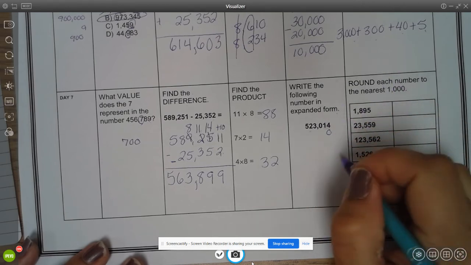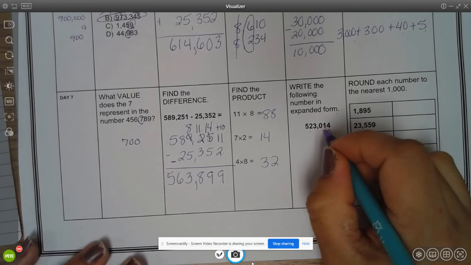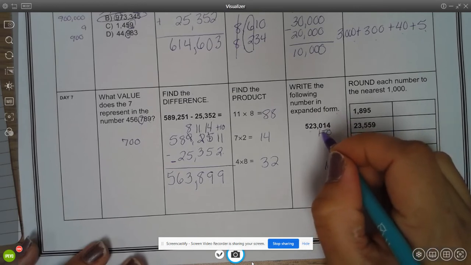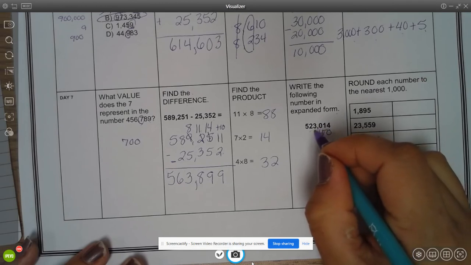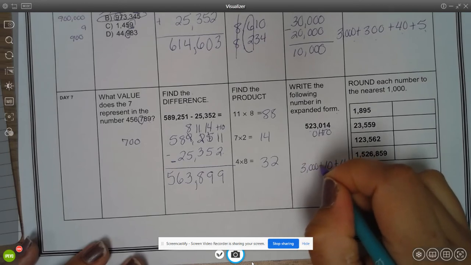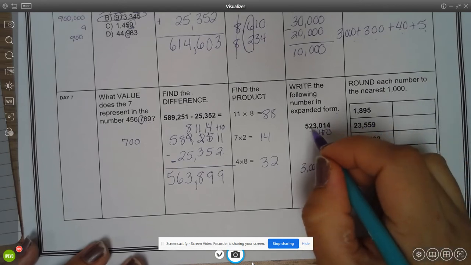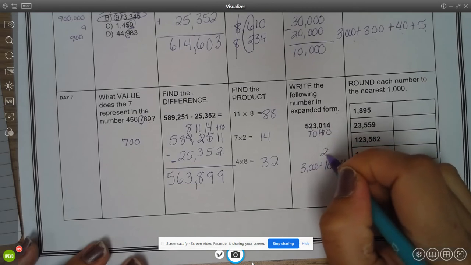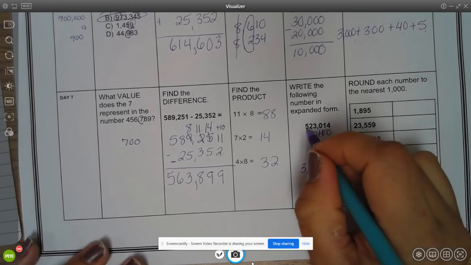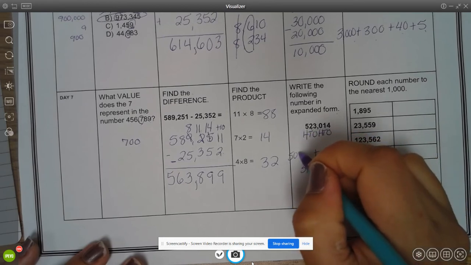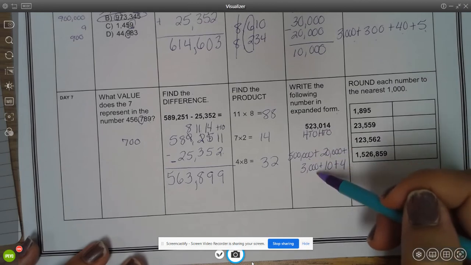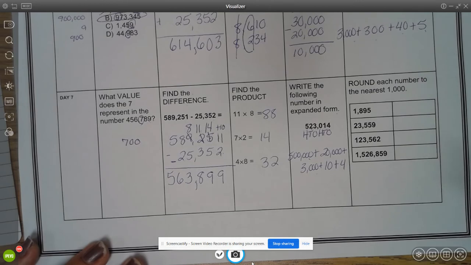We have 4 ones, 1 ten, no hundreds. In the 1000s place, we have 3 1000s. Then we have 2 10,000s, so that's 20,000, plus 5 in the 100,000s place gives me 500,000. So you should have had 500,000 plus 20,000 plus 3,000 plus 10 plus 4.